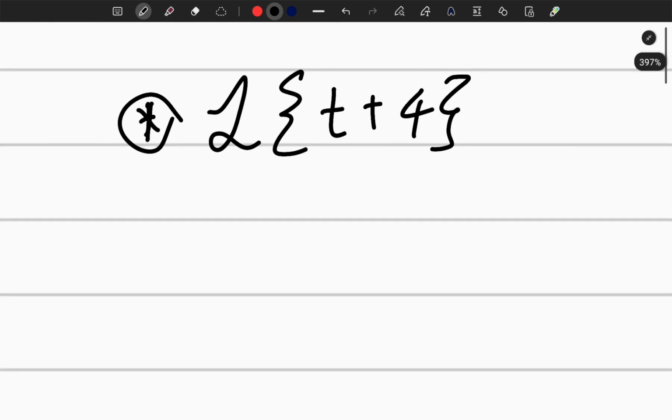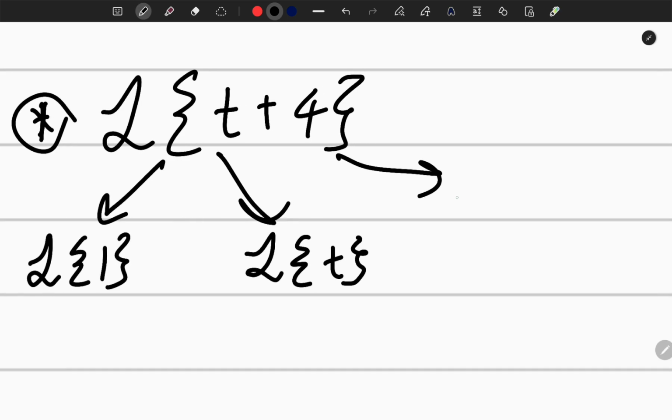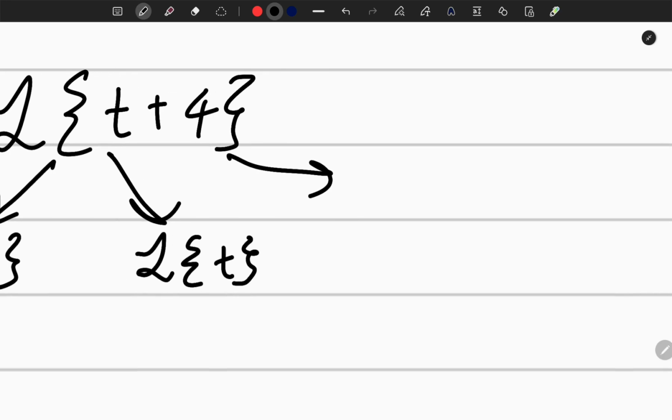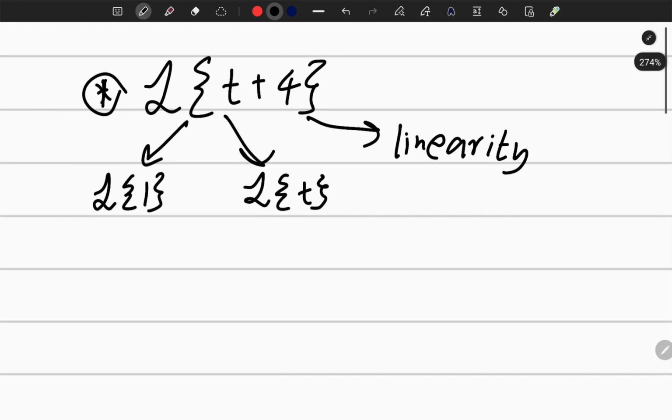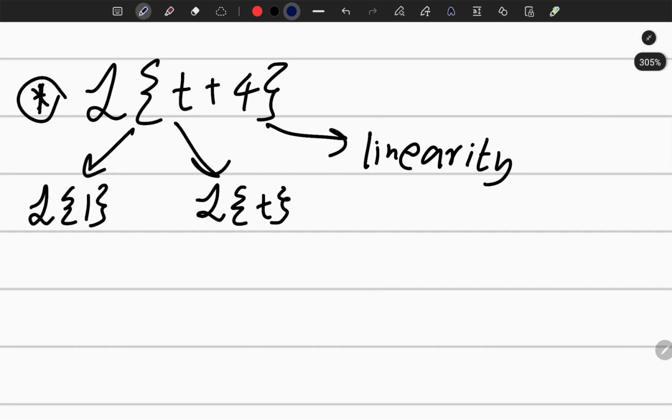So in this video I'm going to discuss this little Laplace transformation problem, right? For this I need the Laplace transformation of 1, the Laplace transformation of t, and also a property, linearity. Those are basically the three things I talked about up to now. So up to this stage, this is a good problem, right?